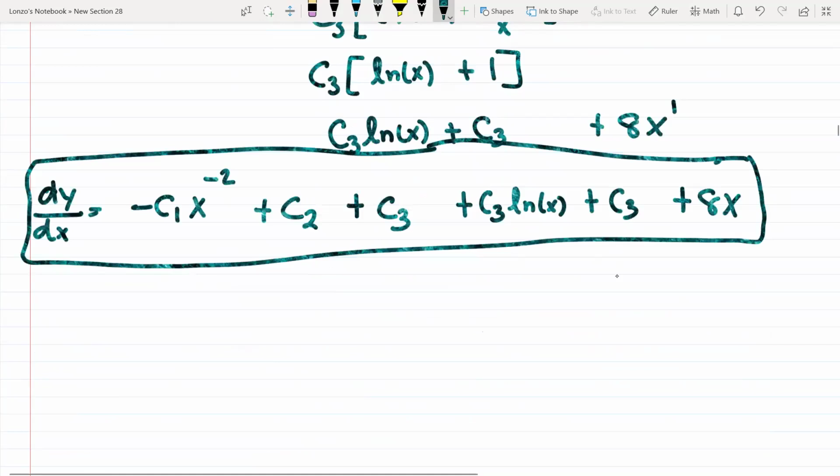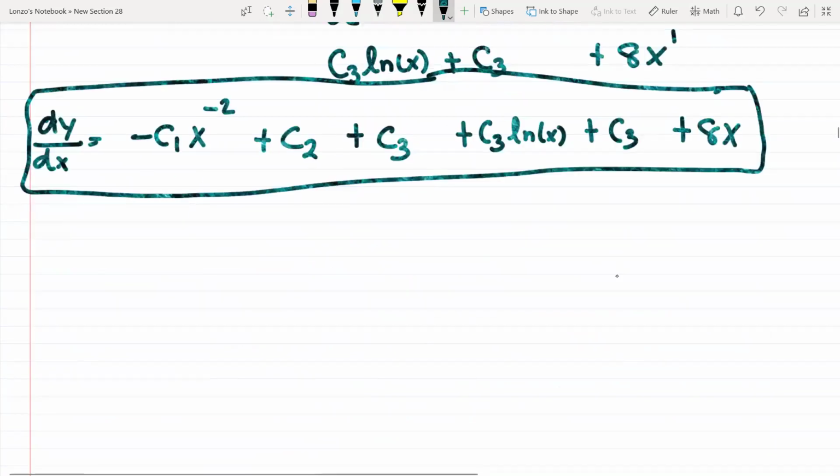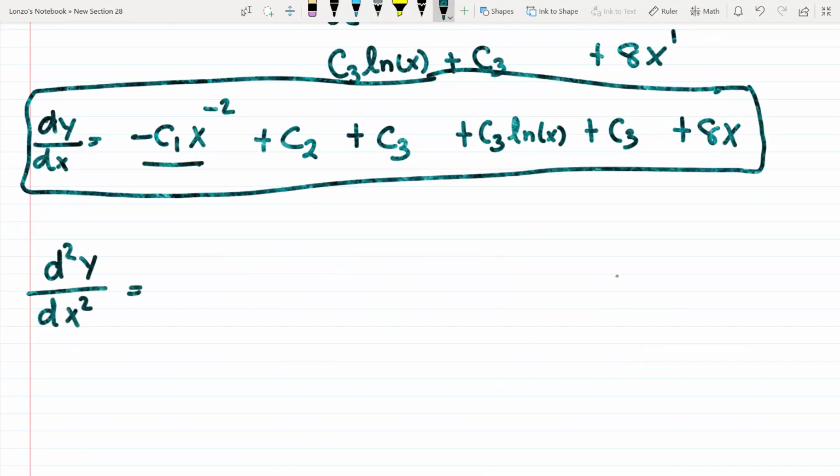So again, how do we do this? It's going to be d squared y over dx squared. So just take the derivative of each term. What's the derivative of the first term? That would be the power rule. So negative 2 times negative 1 is positive 2 c1 x, and then the old power minus 1, so negative 2 minus 1 is negative 3.